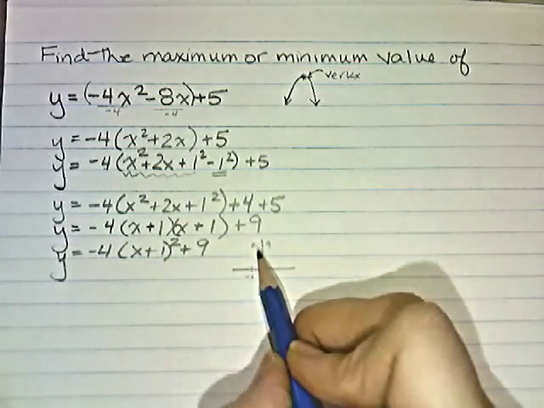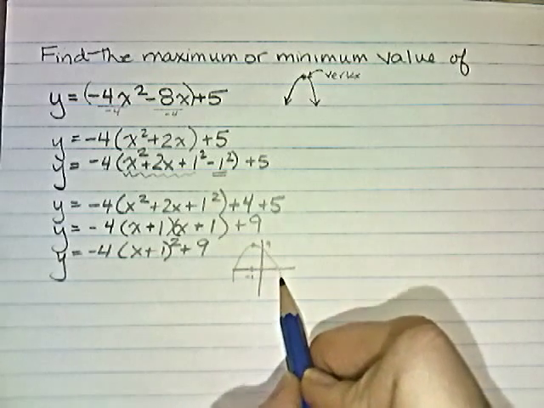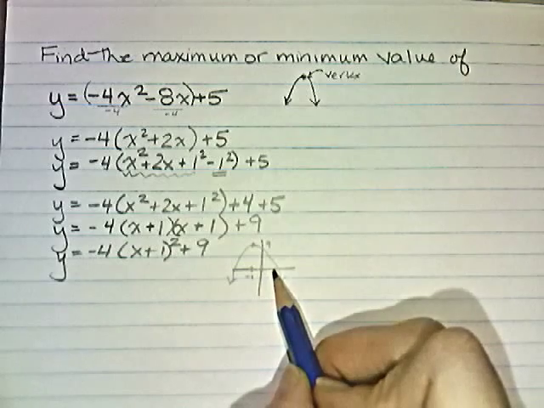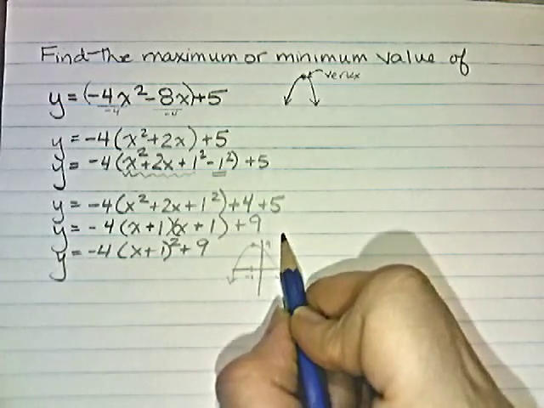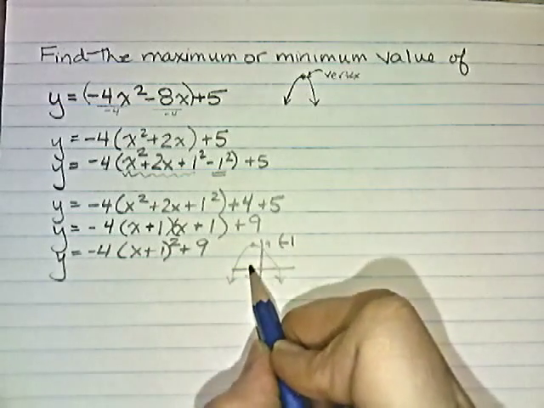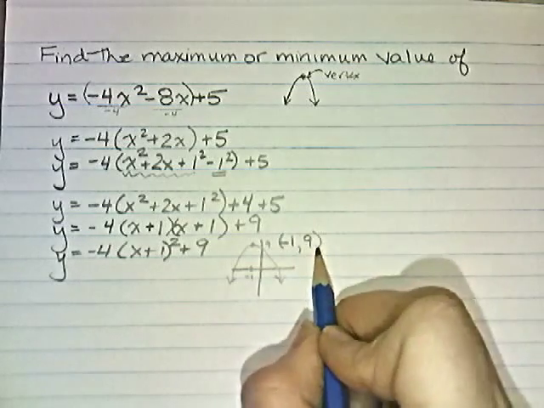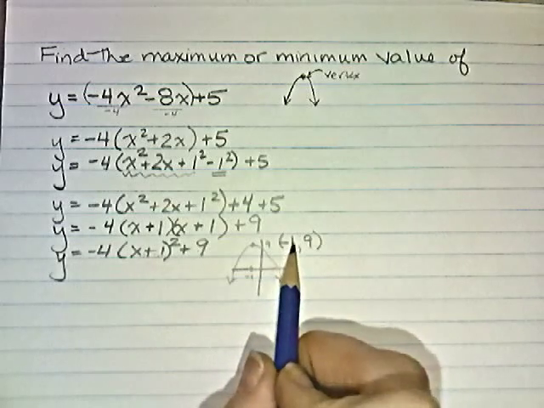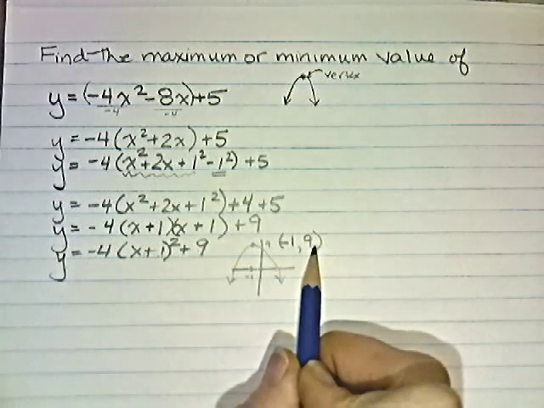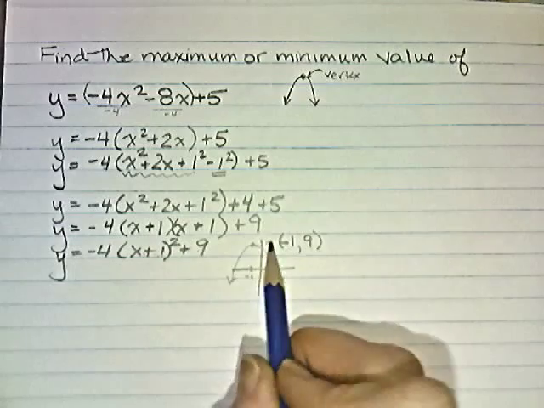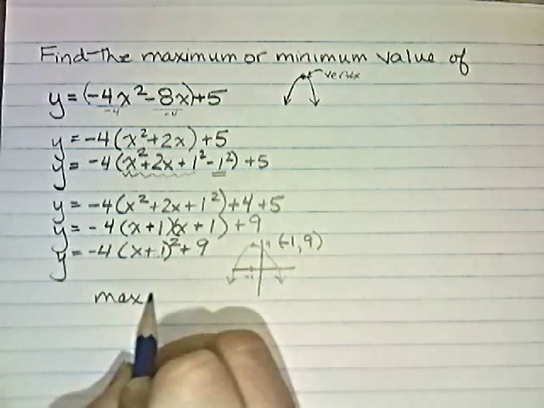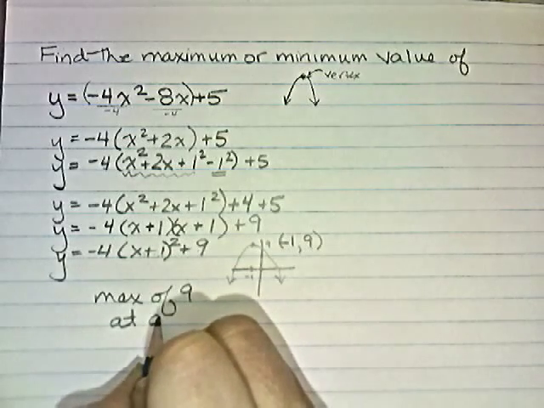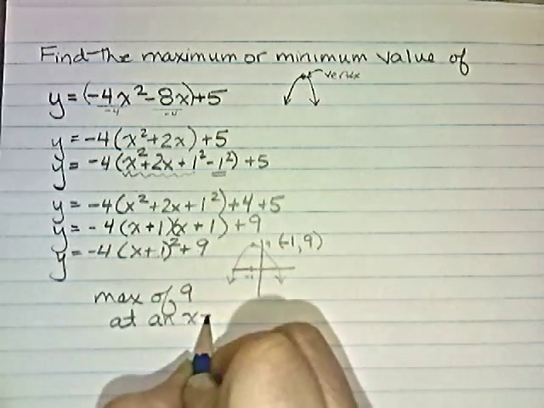I do know that it opens down. And so I've got a parabola opening down that its vertex went left by 1 to a position of -1 and up by 9. And so the vertex coordinates are right here, as long as I remember that it's an opposite sign. It went left by 1 and up by 9. So I have a maximum value of 9 at an x-coordinate of -1.